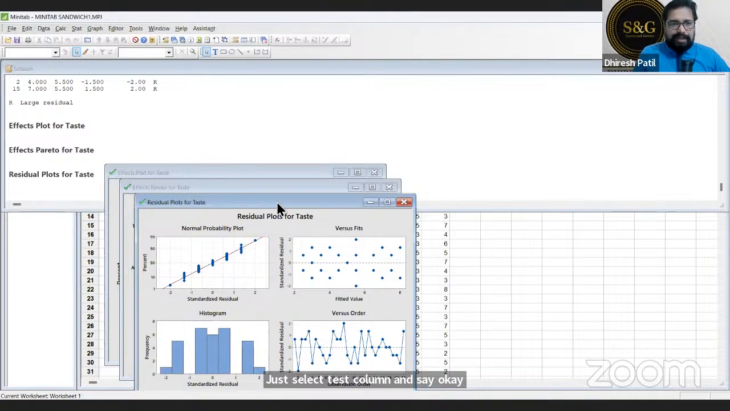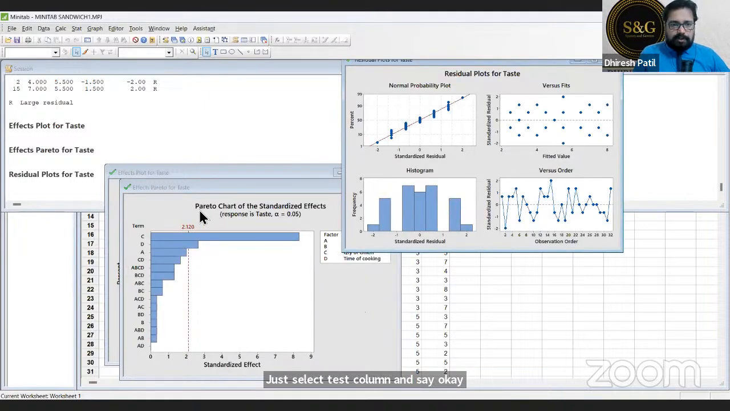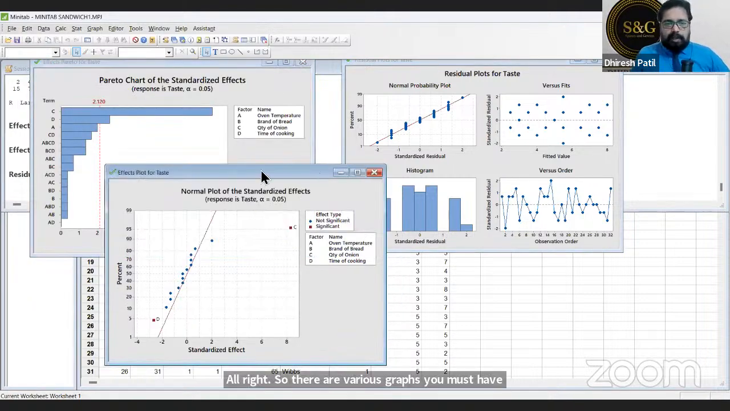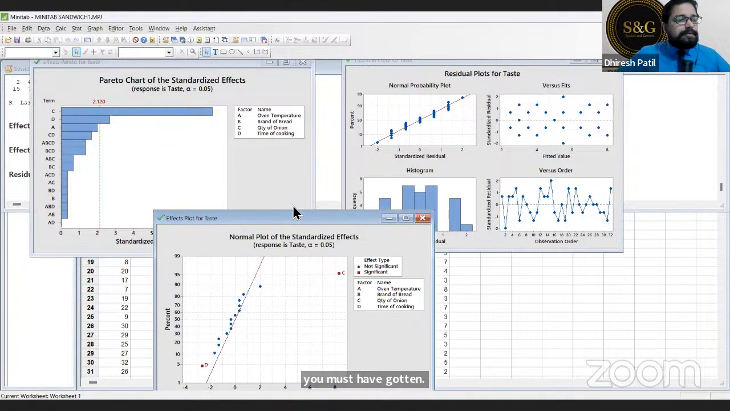All right. So there are various graphs you must have gotten. Have you got these graphs? Just type yes in the chat box. Everybody got these graphs?